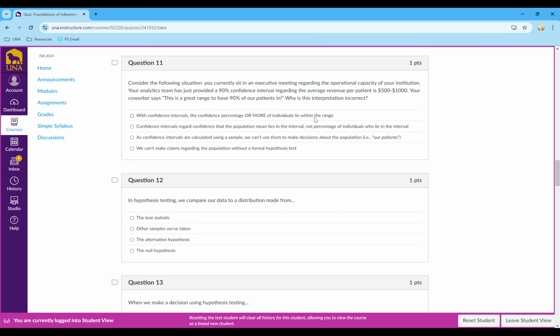Confidence percentage or more? So no, that's not the problem. It's that it's more than 90%. Regard confidence, the population mean lies in the interval. Yes, not percentage of individuals who lie in the interval. Yes, that's it. Calculated using a sample.